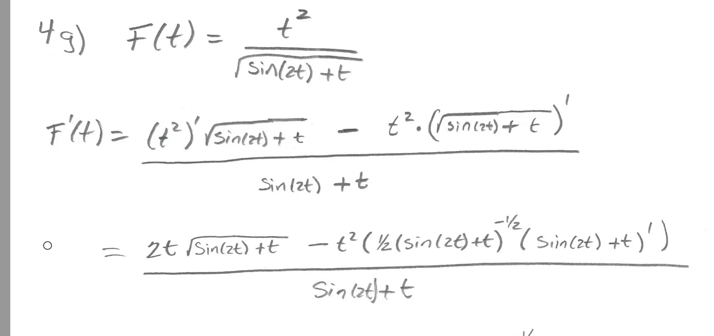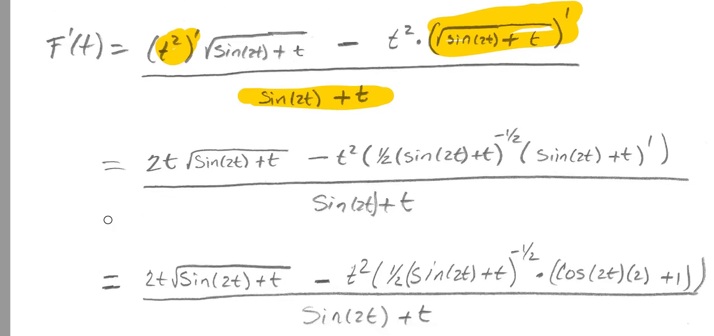4G. In this situation, I have a function divided by a different function. So I need to use the quotient rule to take the derivative. So I take the derivative of the top, multiplied by the bottom, doing nothing, minus, recopy the top, times the derivative of the bottom. Then I take the bottom and square it. In this case, I have the square root of sine 2t plus t, and when I square it, the square root simplifies and I get sine of 2t plus t.